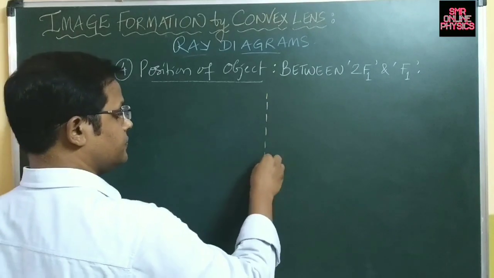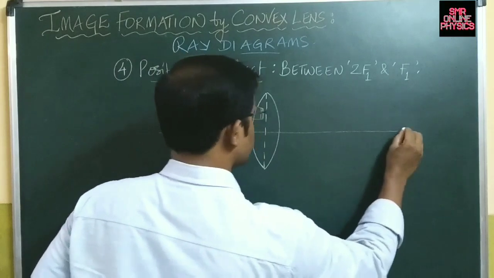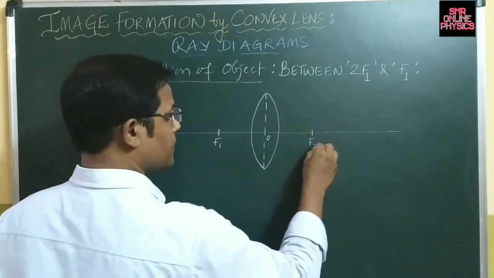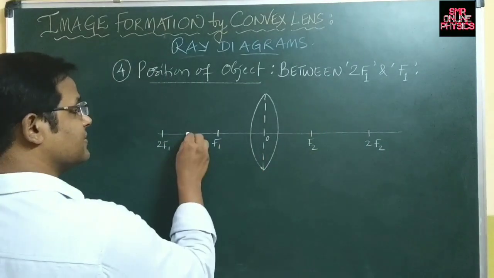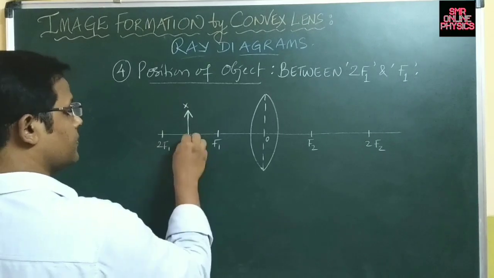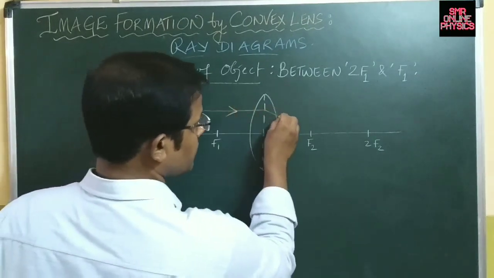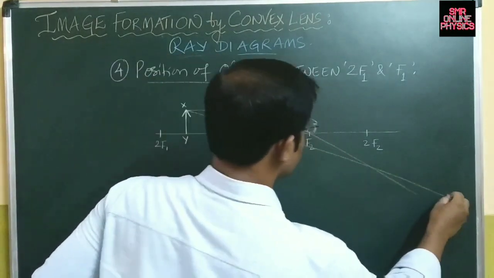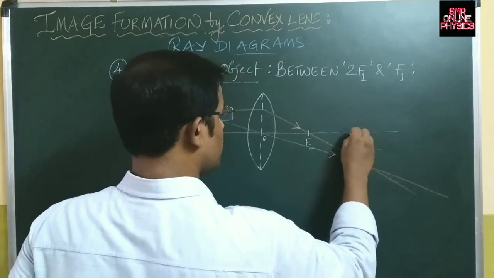Now we'll draw a ray diagram for the position of the object between 2F1 and F1 of a convex lens. So this is the initial position of the diagram. Place the object as asked. Choose your principal ray parallel to the principal axis, passing through F2 on the other side. The other principal ray passes through the optical center, undeviated.